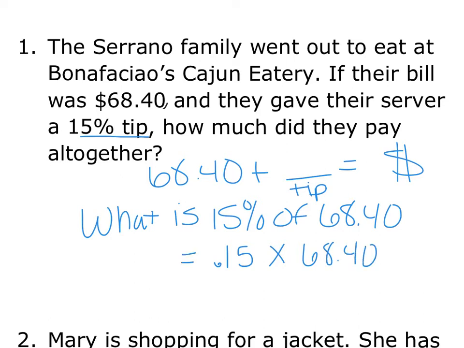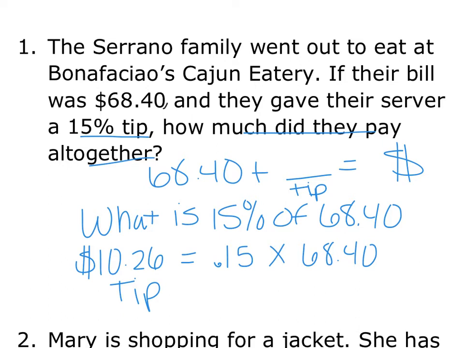We can either grab a calculator or a piece of paper and figure out the math here. And we multiply 68.40 times 0.15, we get 10.26. So that means they're going to leave a tip of $10.26. But wait, we're not done yet, because the question didn't ask us how much was the tip. This is the tip here.